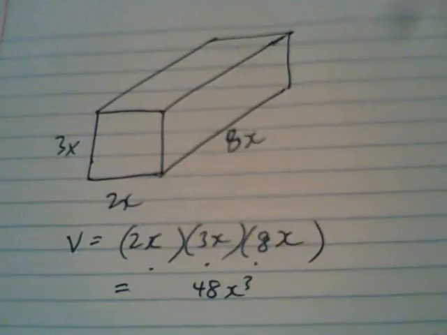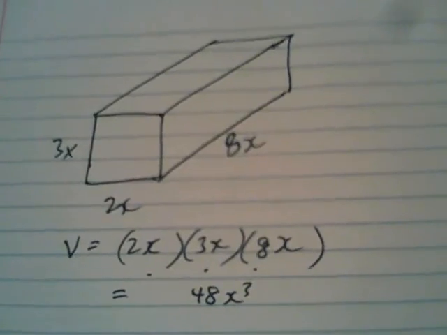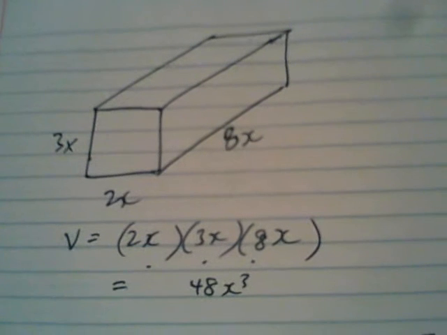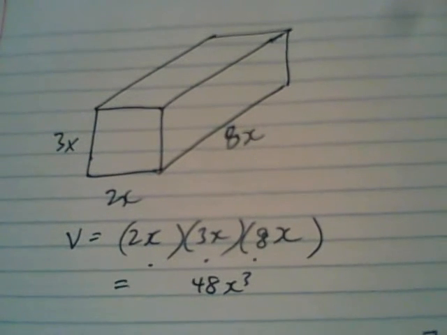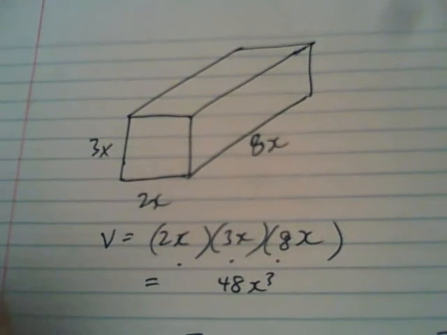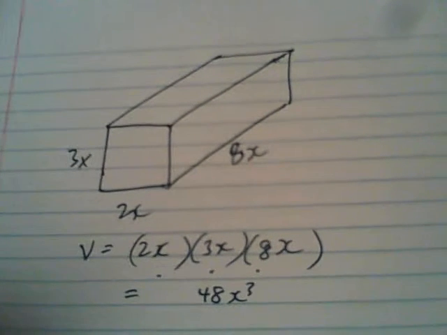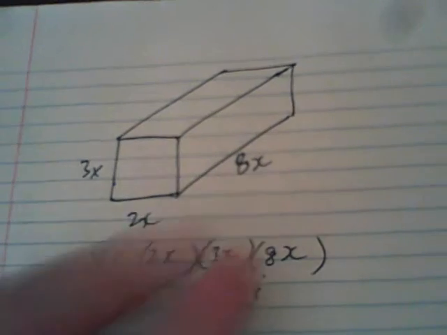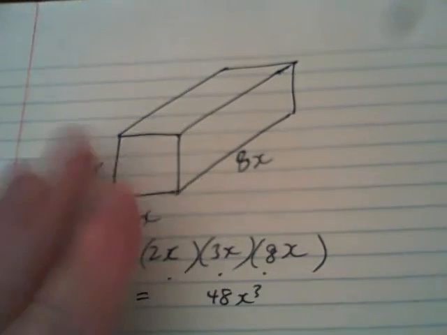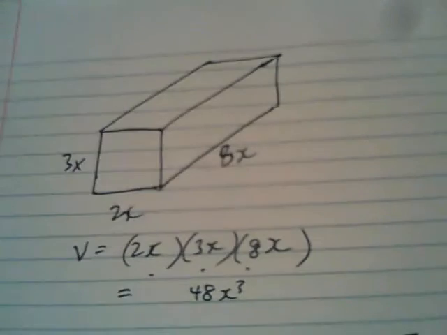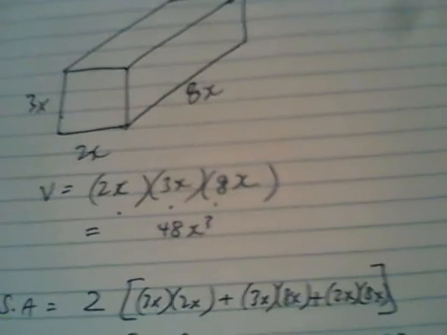Now, surface area. Surface area is basically a doubling of 3 sides, because you've got the front of the cube, which you could say is the height times the width, which would be 6x squared. But then you've got to double that, because that's the same as the back of the cube, right? Just like you have a left side, a right side, and you've also got a lid and a bottom, right?